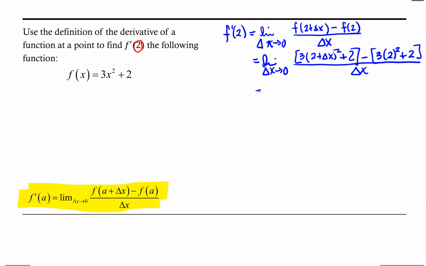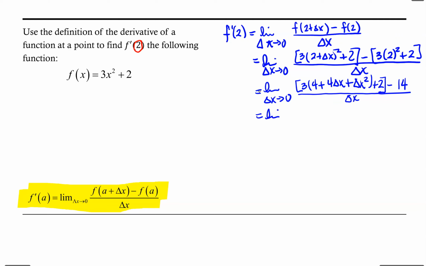So continuing, we have the limit as delta x approaches 0 of 3 times 4 plus 4 delta x plus delta x squared, plus 2. And then this second quantity is 3 times 4 plus 2. So that's 12 plus 2, or 14, all divided by delta x.